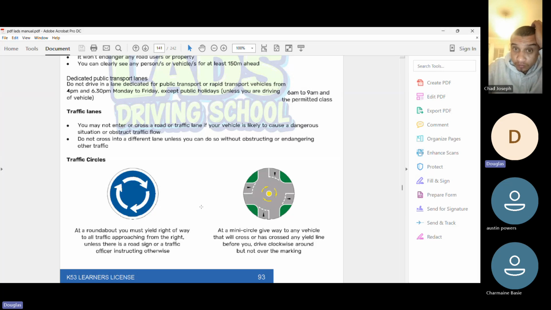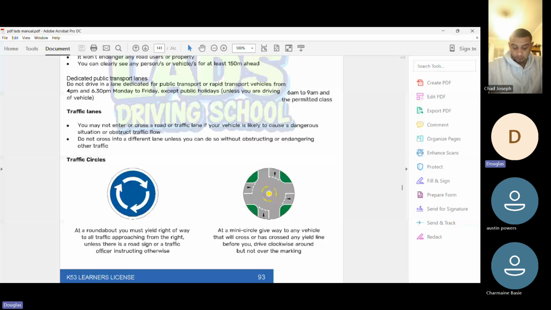The next rule says that at a mini cycle, give way to any vehicle that will cross or has crossed any yield line before you. So if you arrive here, and there's another vehicle here, another vehicle here, but when you arrive this vehicle was already there, you need to stop and allow this vehicle to move first and pass you. Once it has continued and it's exiting, then you may enter if it's safe to do so.